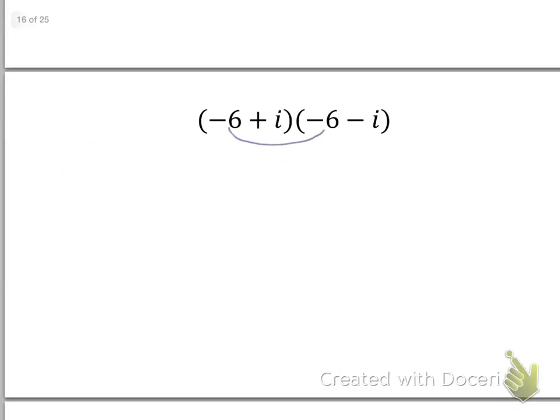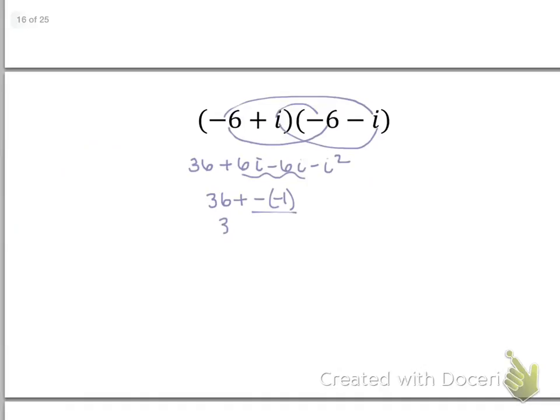So my first, negative 6 times negative 6 is 36. My outside, negative 6 times negative i is a positive 6i. My inside, i times negative 6 is negative 6i. And my last, i times negative i is negative i squared. If we combine these, they cancel, so I have 36 plus negative, that i squared changes to a negative 1. So 2 negatives will then make that a positive. 36 plus 1 is then 37.